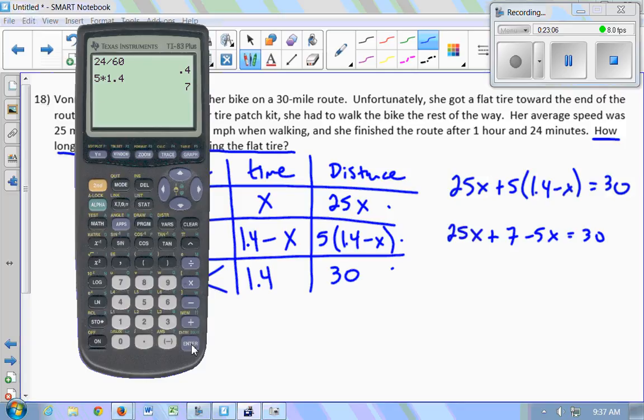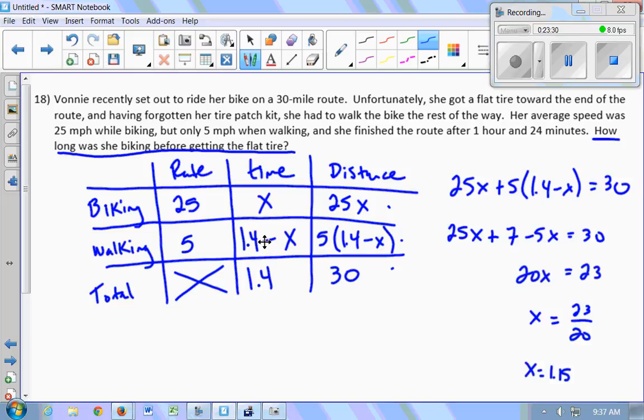Okay, so 30 minus 7 is 23. That's 20x. So x is 1.15, and x represented the amount of time we spent biking, and that was measured in hours. Biking for 1.15 hours.